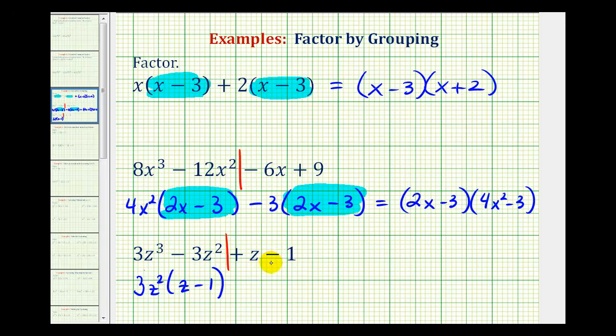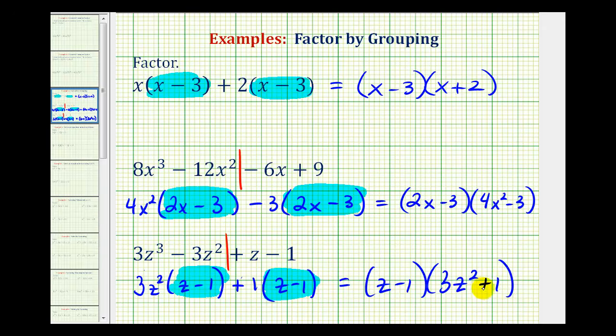And now looking at the right side, notice that z and 1 don't share any common factors other than 1. But we do have to factor something out, so we'll go ahead and factor out a positive 1. So we'll have plus 1, and of course we're left with just z minus 1, which again is good news because notice how we have another common binomial factor of z minus 1, which we'll now factor out. So we'll have the quantity z minus 1 times whatever's left, which would be 3z squared plus 1. And now we have the factored polynomial.